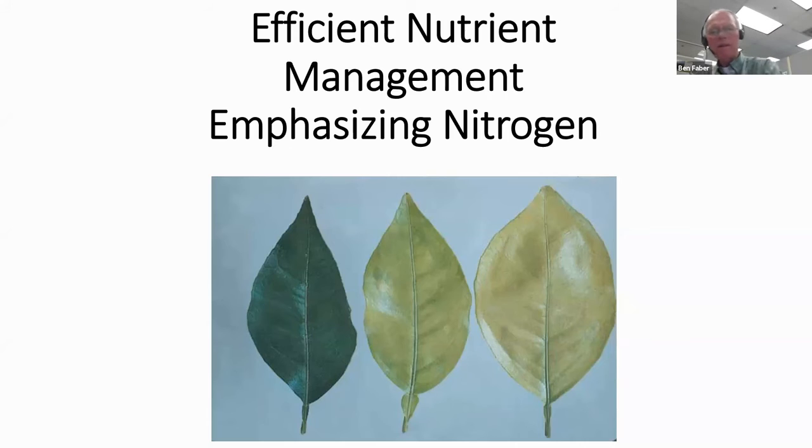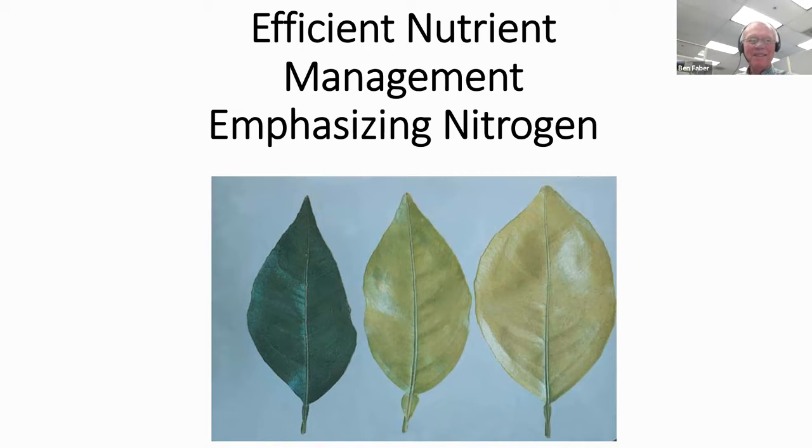This is Ben Faber, a farm advisor with the University of California Cooperative Extension in Ventura and Santa Barbara counties, just north of Los Angeles. And we'll be talking about efficient nutrient management with special emphasis on nitrogen management. And here's a really clear example.